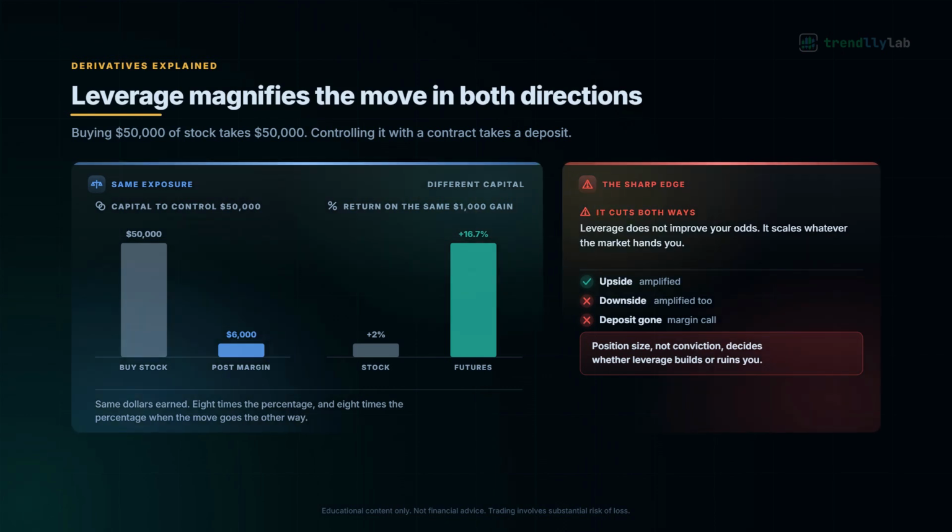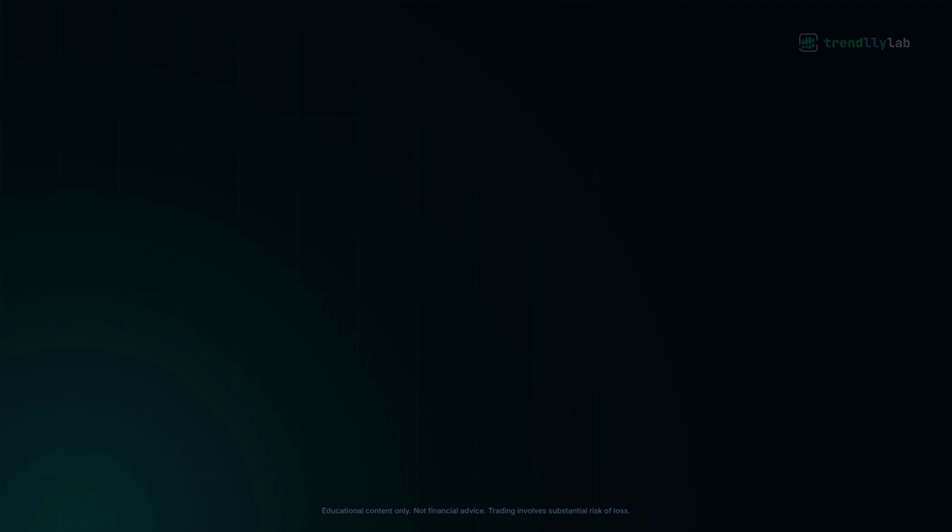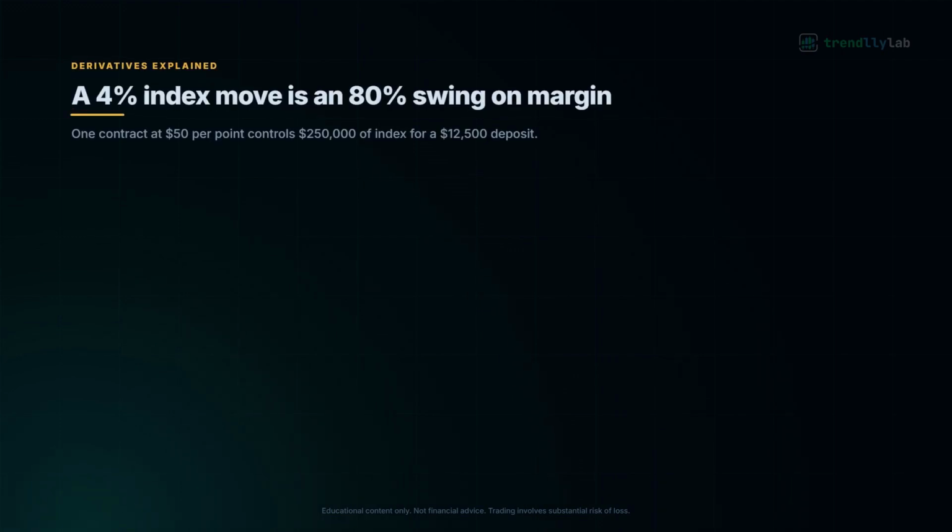A multiplier on outcome. Leverage is a multiplier on the outcome rather than on the odds, and it enlarges the loss exactly as much as the gain. Put real numbers on that. A 4% index move is an 80% swing on margin. One contract at $50 per point controls $250,000 of index for a deposit of $12,500.